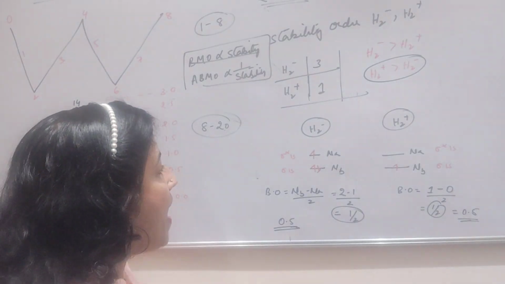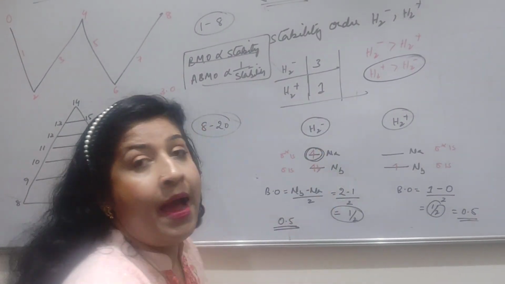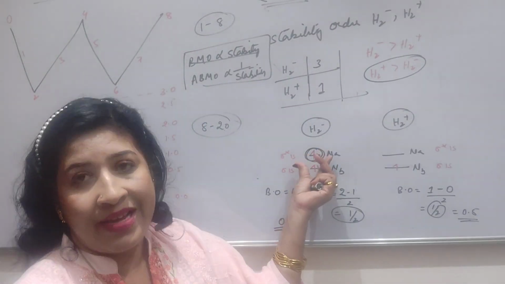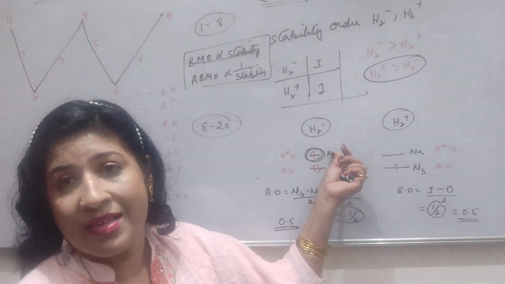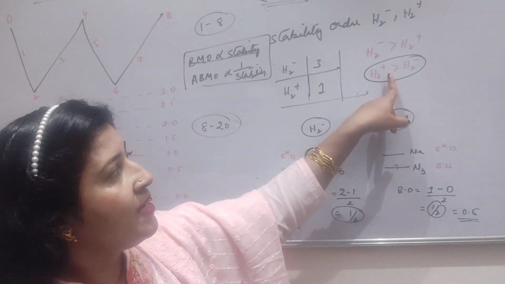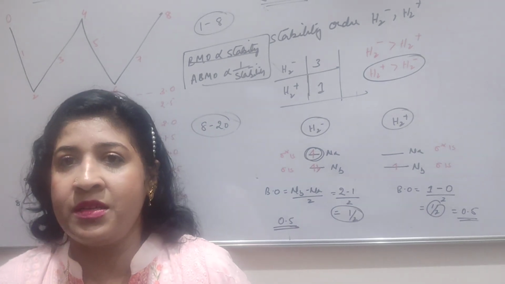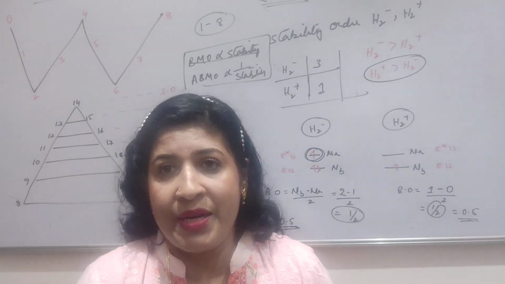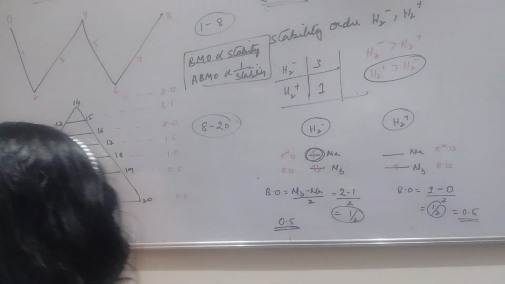Here you can see one electron which is there in anti-bonding. So you nullify this. So this is causing instability. This electron is causing instability. So H2 plus is greater than H2 minus with regards to the stability of the molecule.